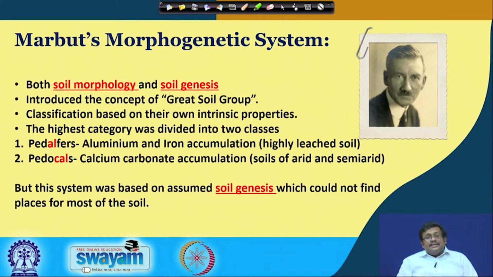Another class he gave is called pedocals, which is basically soils of arid and semi-arid regions, and they show calcium carbonate accumulation. So, this is called Marbut's morphogenetic system, but this system was based on assumptions of soil genesis, which could not find places for most of the soils. So, that was the major drawback of Marbut's morphogenetic system.